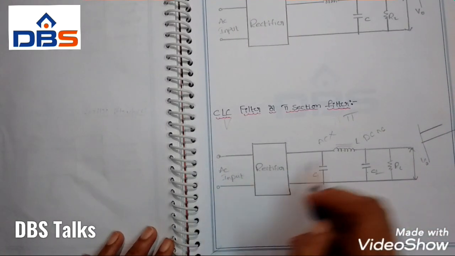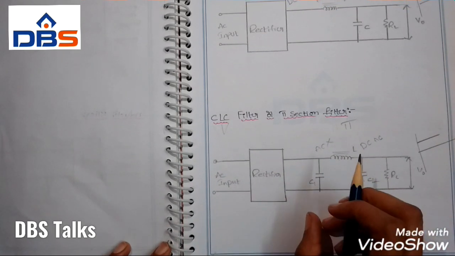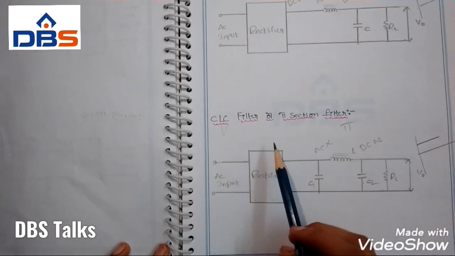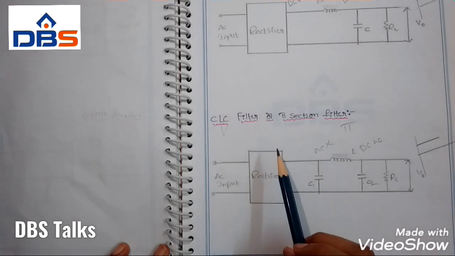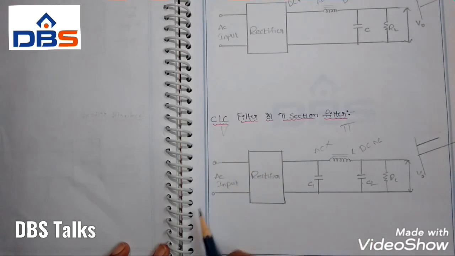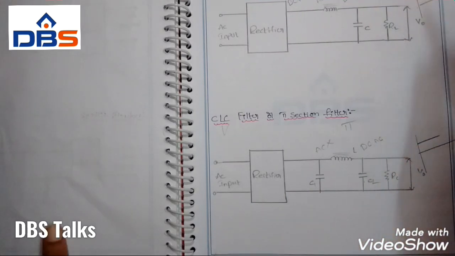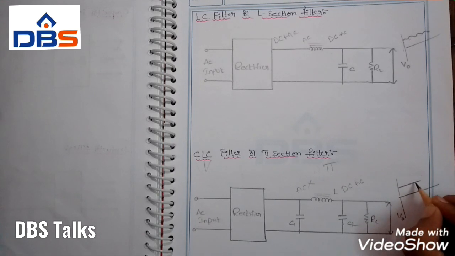So this CLC filter is widely used everywhere. It also has some advantages and disadvantages. The advantages are, it can be used for both half wave rectifier as well as full wave rectifier, and the output voltage is very high, and the output is a pure DC. If you observe here, compared to the previous filters, here the output is a pure DC.